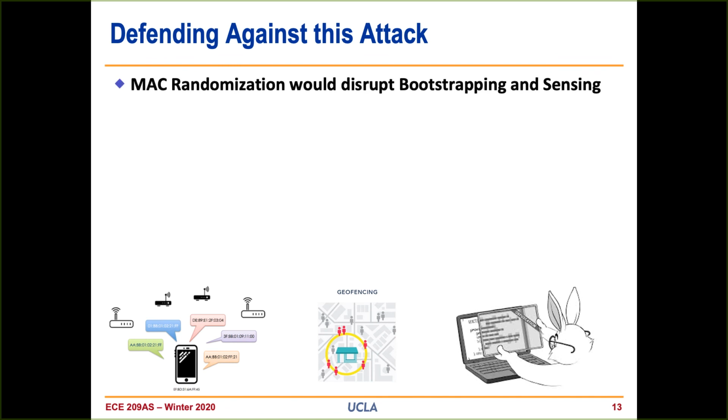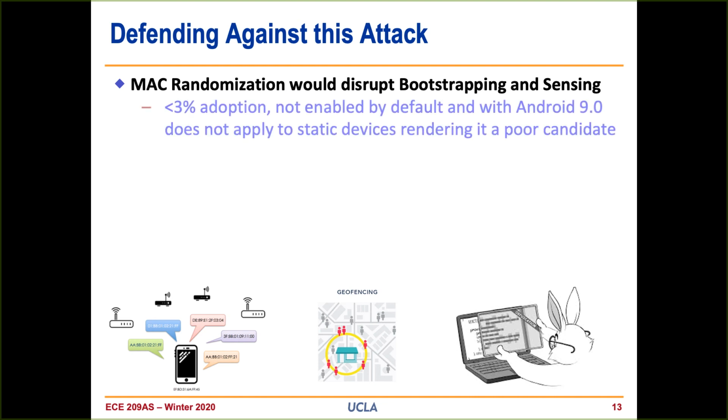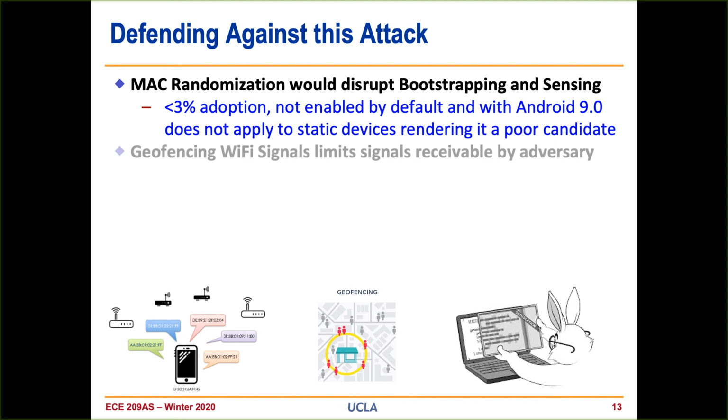In terms of defending against this attack, there were a bunch of approaches that weren't necessarily naive, but just didn't really work too well in general. MAC randomization would work really well for bootstrapping and sensing, but the problem is that there's really low adoption for this, less than 3%, and it's not enabled for static devices by default in Android. This renders it a very poor candidate to defend against this type of attack.